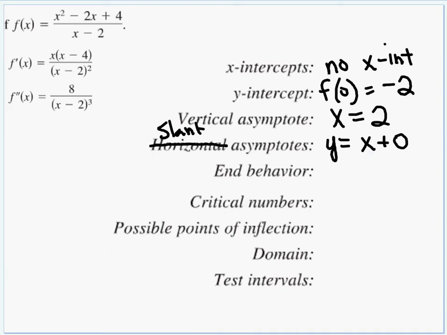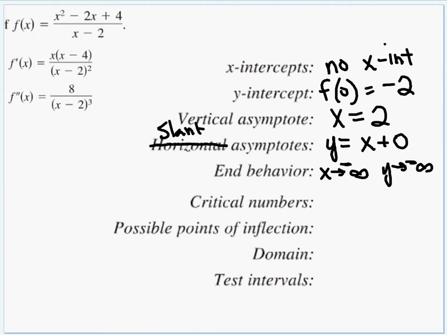All right. End behavior. So the end behavior, remember that's driven by the first terms. x squared divided by x is just x. So it's going to behave just like our slant asymptote. As x heads to infinity, y heads to infinity. As x heads to negative infinity, y is also heading to negative infinity.